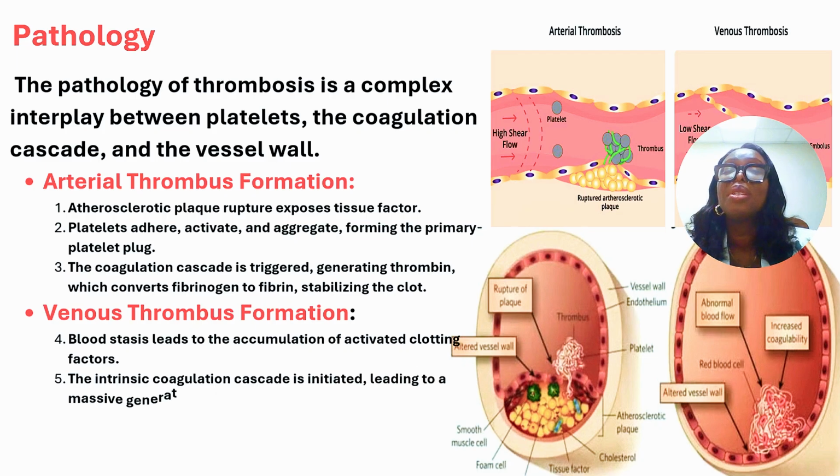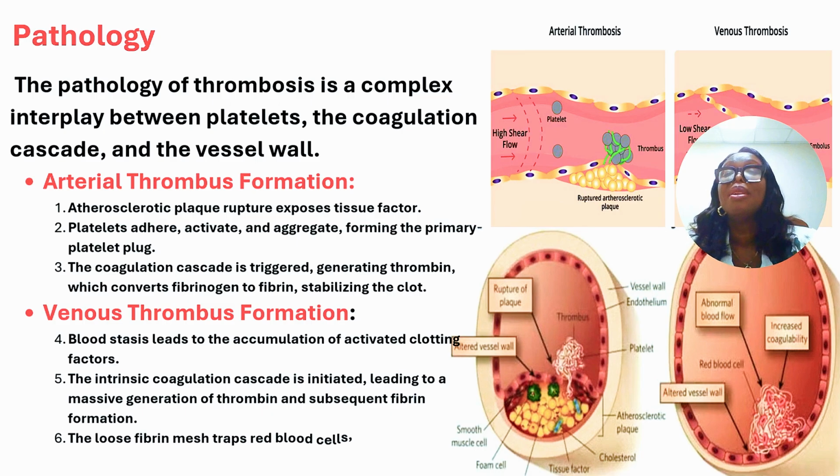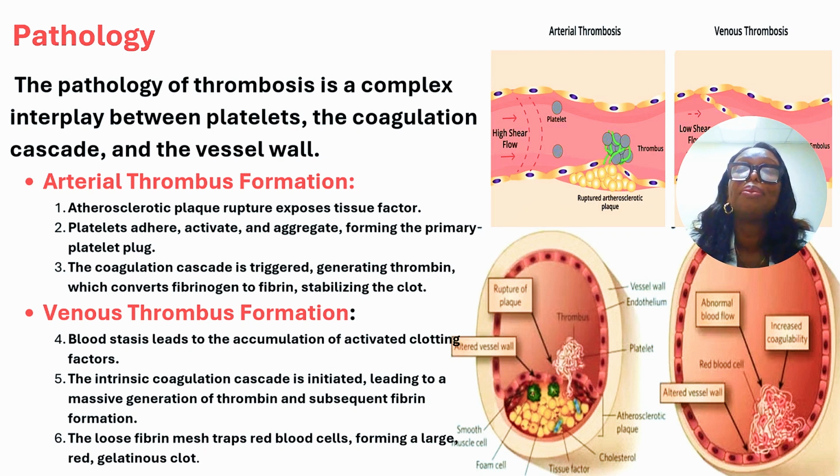Number one is atherosclerotic plaque, which ruptures and exposes tissue factor. And then when it ruptures, platelets will adhere to it, activate and aggregate, bringing other platelets together to form the primary platelet plug. And then the coagulation cascade is triggered, generating thrombin, which converts fibrinogen to fibrin, stabilizing the clots. And when this ruptures, you now have these platelets coming, forming what we call white thrombus, which is made up of what? Platelets, it's rich in platelets, and then fibrin, but very low in red blood cells.